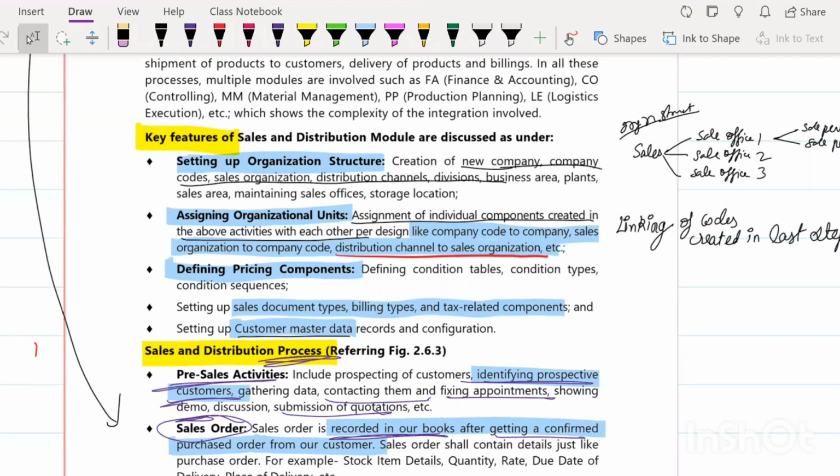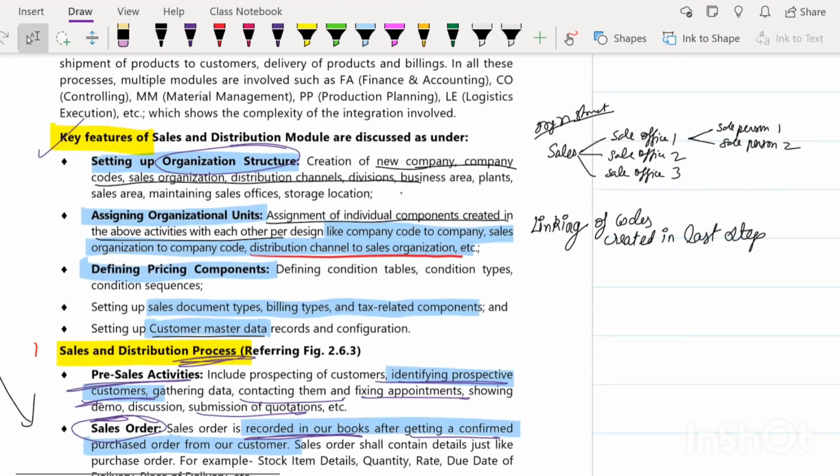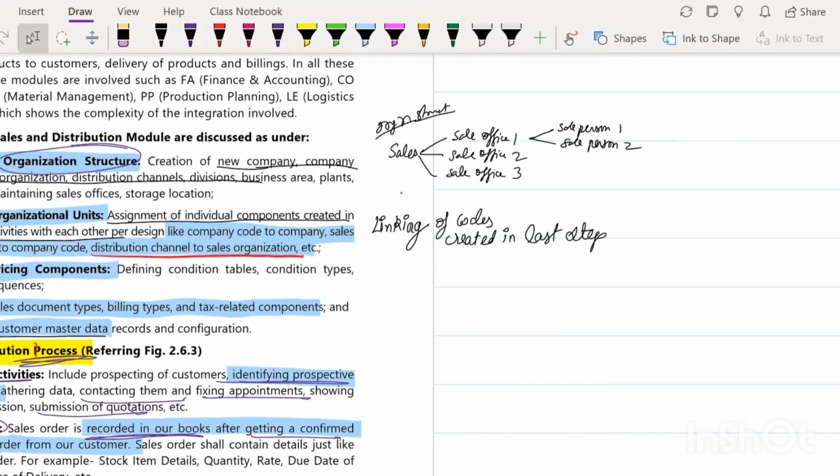Now we have studied the sales and distribution process. Next we are going to study the key features of the sales and distribution module. The same way as you did for the finance and accounting module, for the sales and distribution module also you'll set up an organization structure: how many sales departments or sales offices are there, and in each sales department or office, how many salespersons are working. This hierarchy you will have to give.